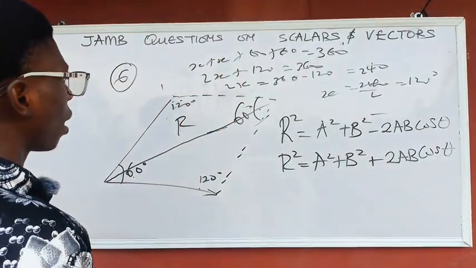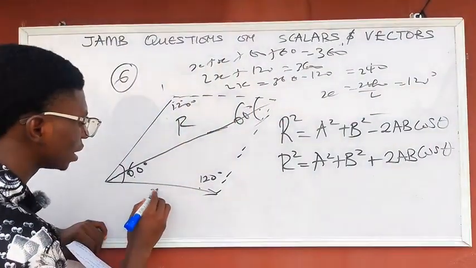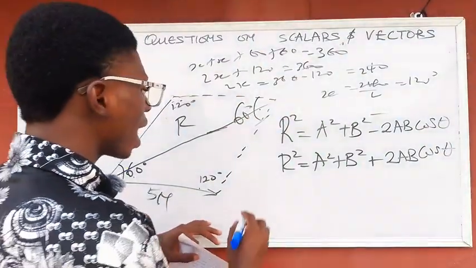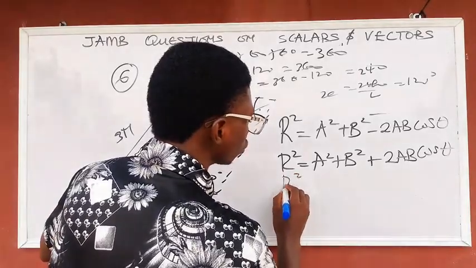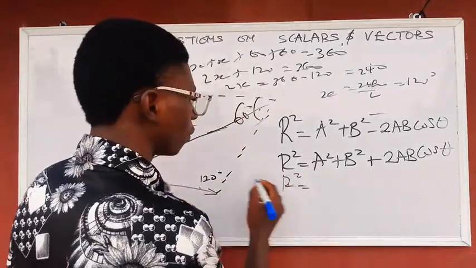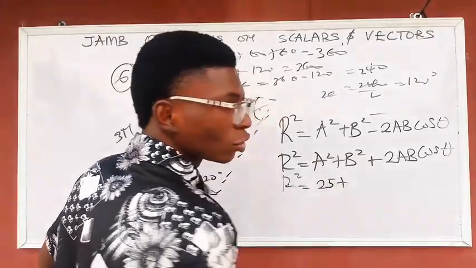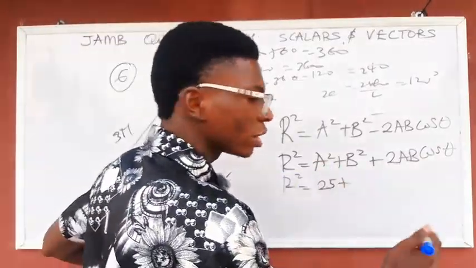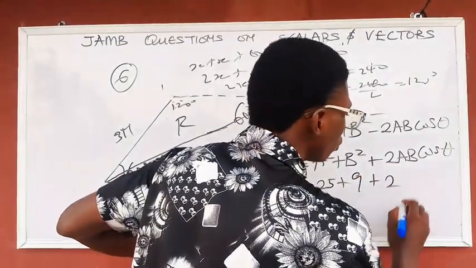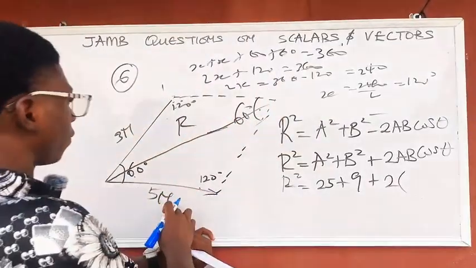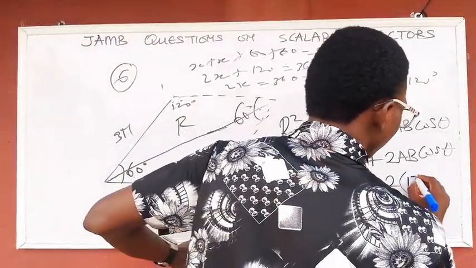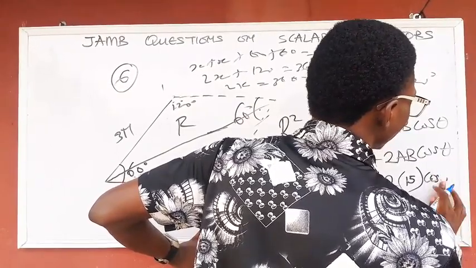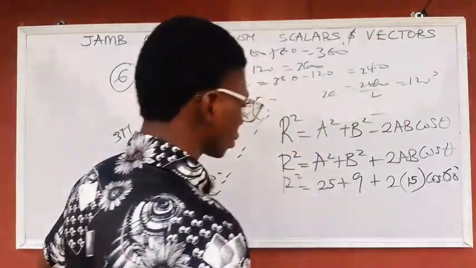So now, this one is 5 Newton, don't forget. And this one is 3 Newton. So R square will now be what? A square, 25. So we are not in primary 2. This one, which is the B, 3 square, which is what? Is 9. Plus 2AB, 5 times 3, which is what? 15. Cos what? Cos 60. Cos 60, thank you.